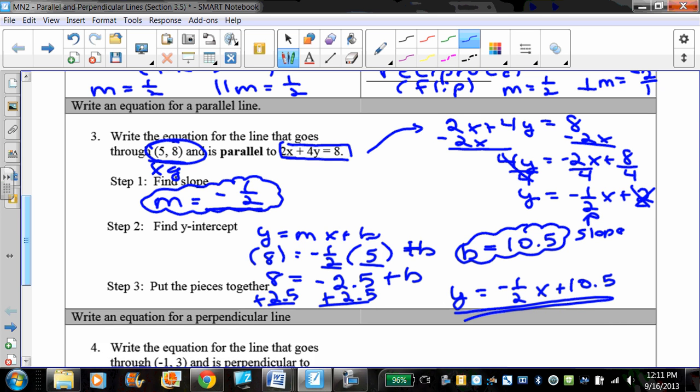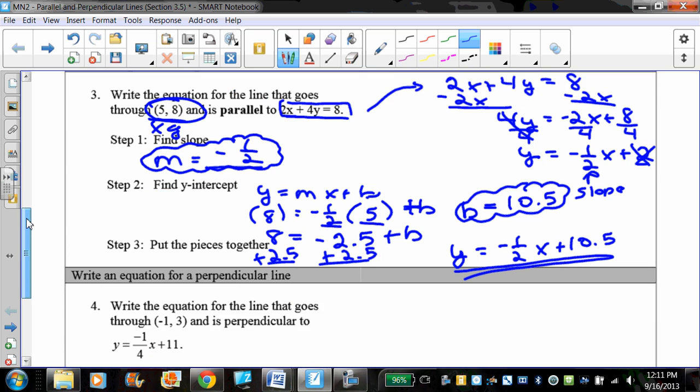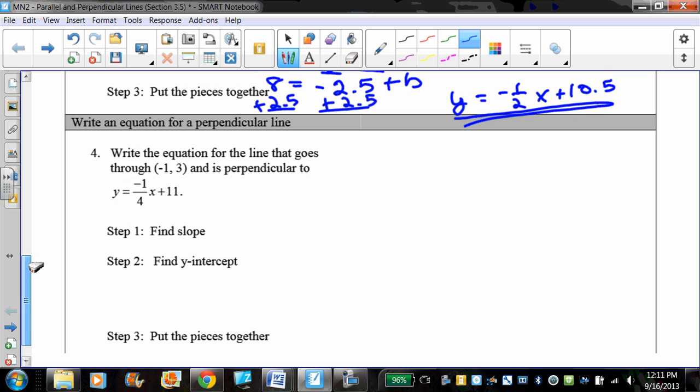Okay, so really the parallel lines are very much like our MN1, find the equation of a line through 2 points. The only difference is we need to find the slope, and the slope is going to be the same as the line that we want to be parallel to. Now perpendicular lines, hate to say it, are not necessarily as straightforward, and some students really struggle with that opposite reciprocal component. But let's just look at this.